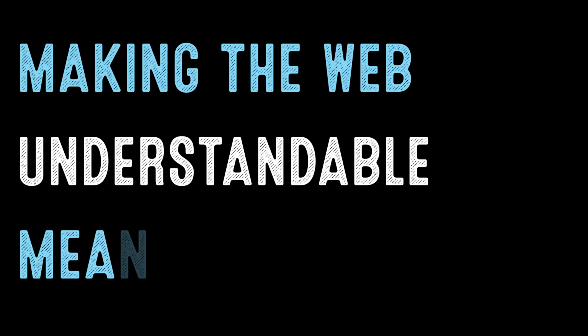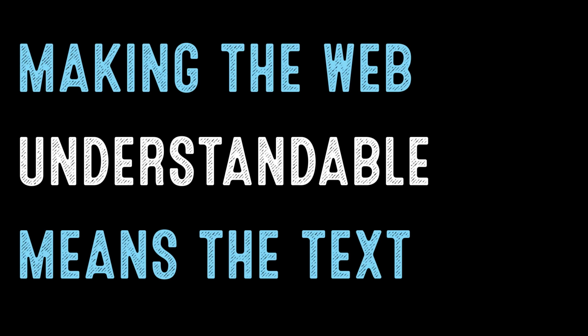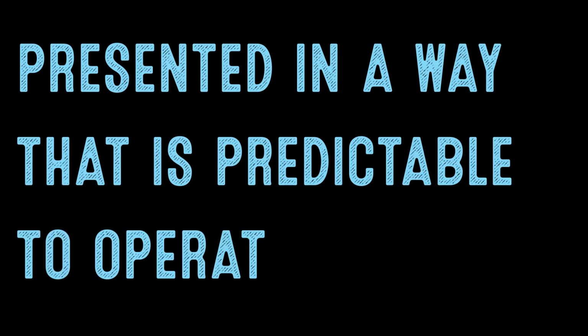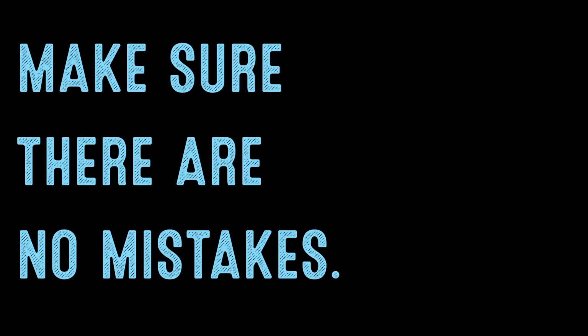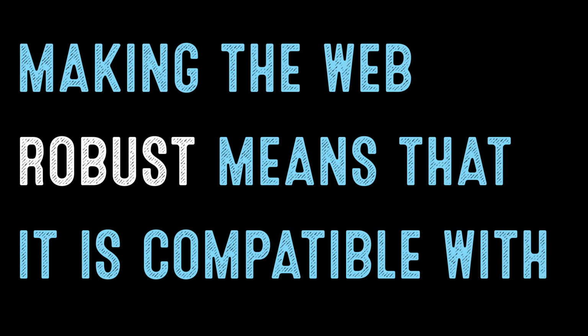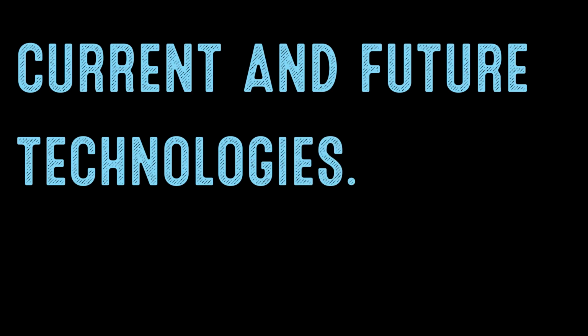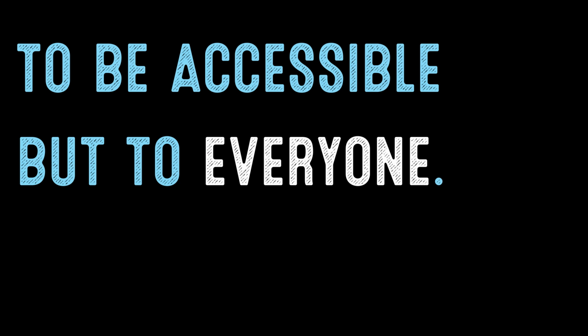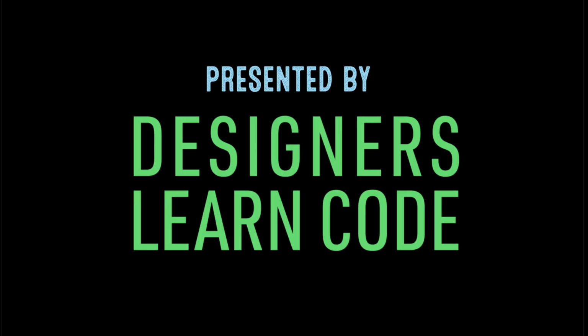Making the web understandable means the text should be readable and understandable. It should be presented in a way that is predictable to operate. We should make sure there are no mistakes. Making the web robust means that it is compatible with current and future technologies. When we improve the clarity of our content, it makes it available to not only those who require it to be accessible, but to everyone. Presented by Designers Learn Code.